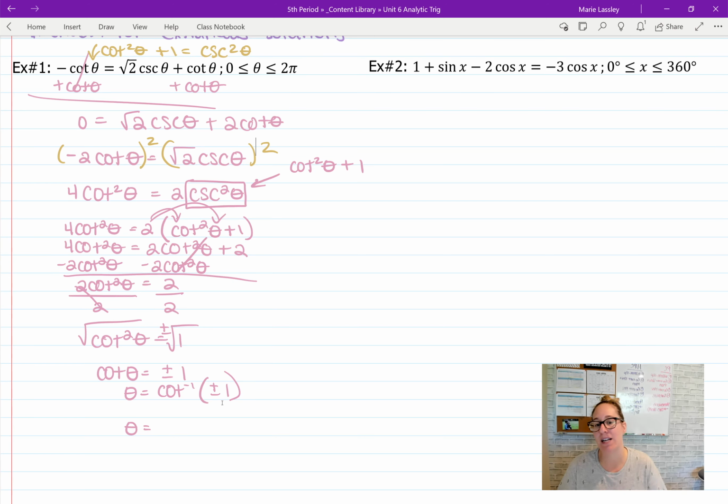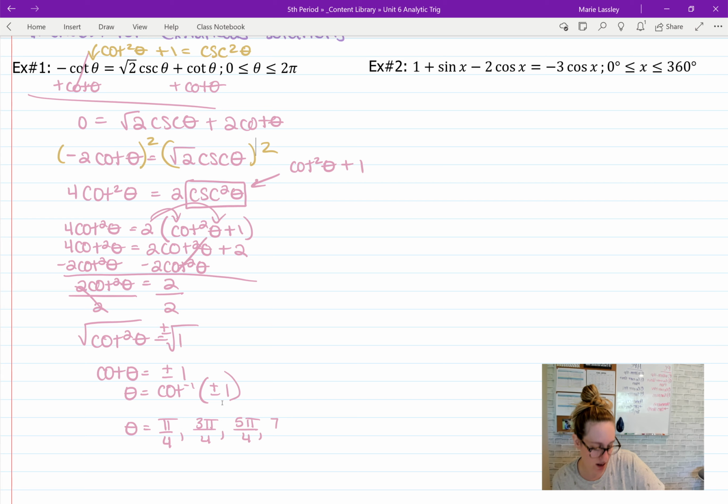So if cotangent is positive or negative 1, that means I'm at my 45-degree angles. It's positive and negative, so it's all of them, right? So we have pi over 4, 3 pi over 4, 5 pi over 4, and 7 pi over 4.